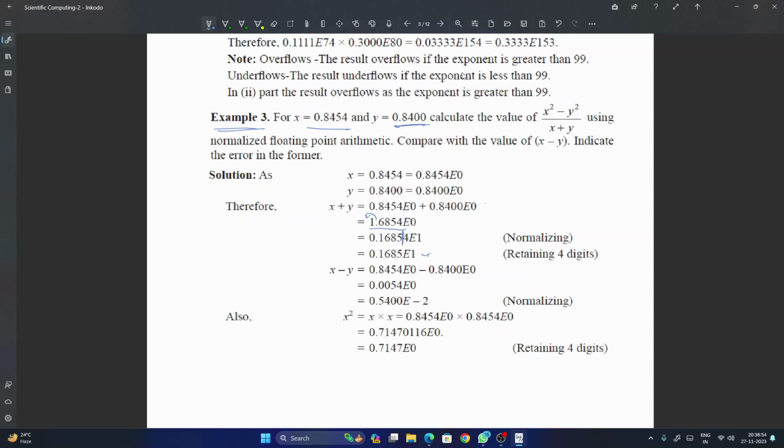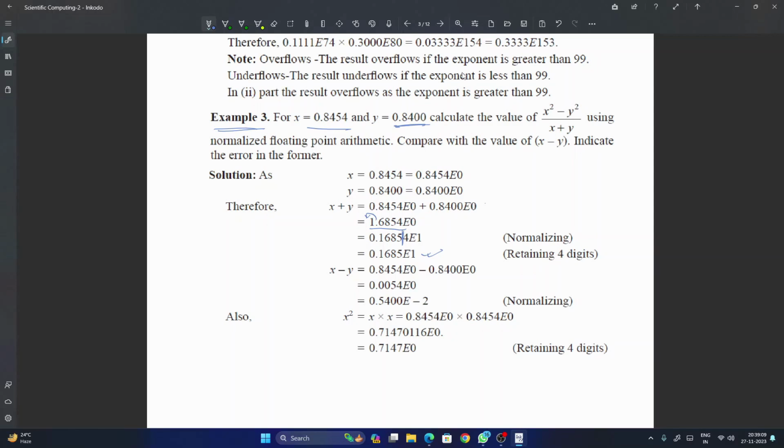That is the final value. And what is x minus y? So in x minus y, it will be 0.8454 minus 0.8400 E0. After the subtraction you have 0.0054 E0.